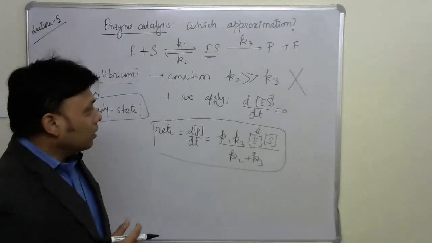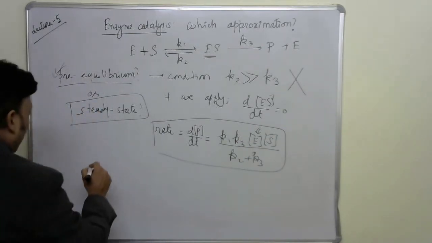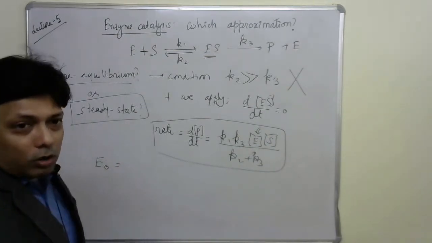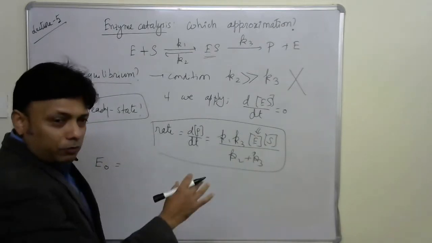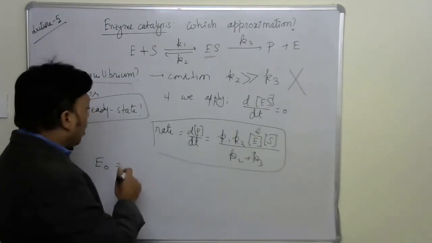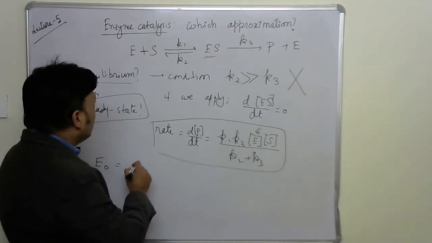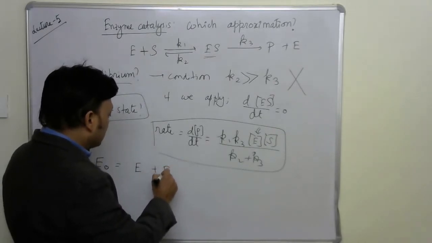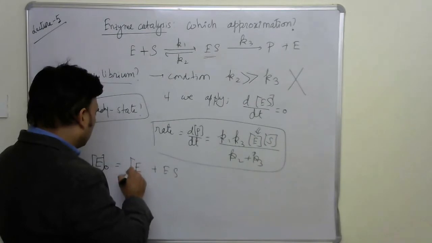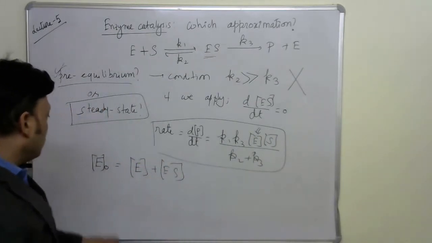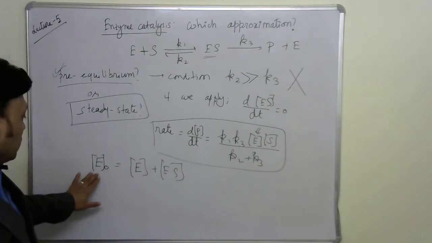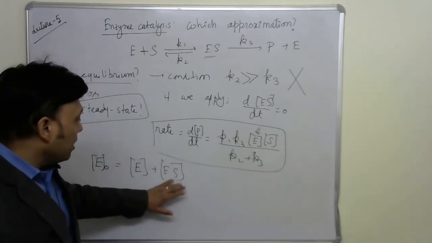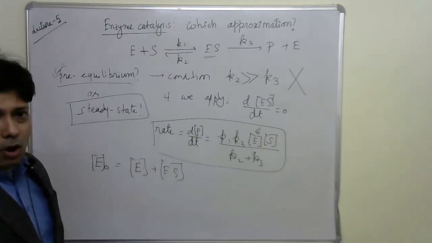So what should we do? But we have one advantage though, that we know the total amount of enzyme at the beginning, E naught. At any time of the reaction, the total amount of enzyme E naught should be present as either unbound enzyme, that is E, plus ES. So we can write it like this: E naught is equal to the concentration of unbound or unreacted enzyme plus the concentration of enzyme present as the enzyme substrate complex.